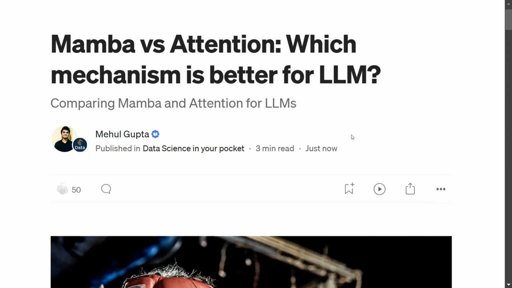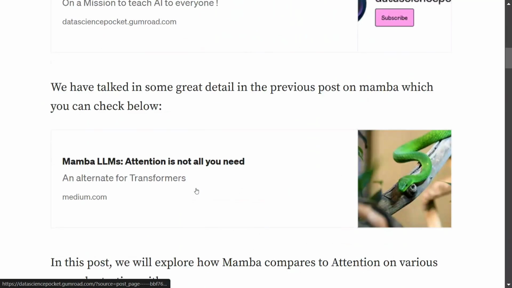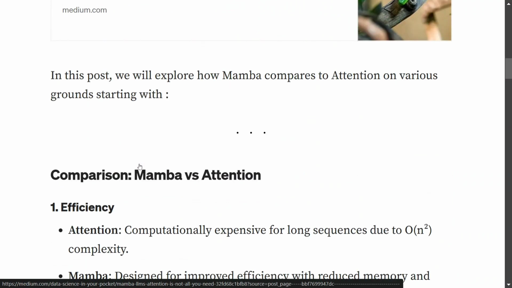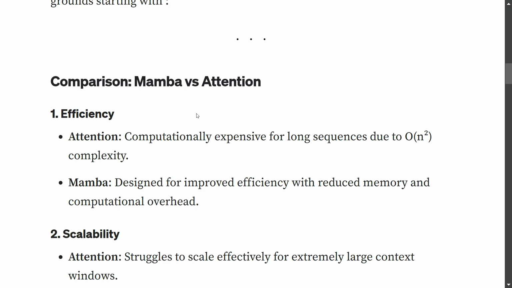So in this particular post, we'll try to understand how they both differ, on what grounds, and which mechanism looks better. Before that, I have already explained how Mamba works and what the different elements of Mamba are in this particular post, so you can check this out: Mamba elements, attention is not all you need. There we have talked about the core of Mamba, that is selective state models as well. If you are not aware of Mamba and attention, I would suggest you first go to that post to understand how Mamba works. Once done, we'll start off with comparing Mamba and attention, starting with efficiency.